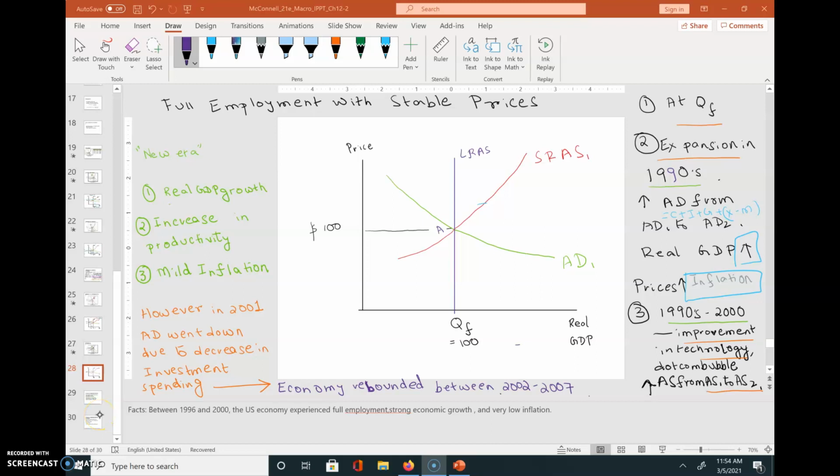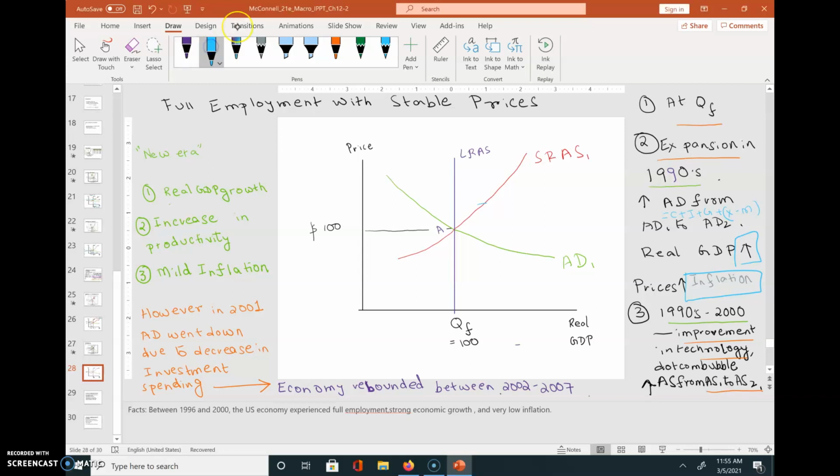Hey all, let's look at a period of the US economy where we had real GDP growth, increases in productivity, but mild inflation. So here we have the two quadrant graph with price on the vertical axis and real GDP on the horizontal axis. All these three curves, the aggregate demand curve, the short run aggregate supply curve, and the long run aggregate supply curve are intersecting at point A. So the economy is initially at QF with the full employment output level.